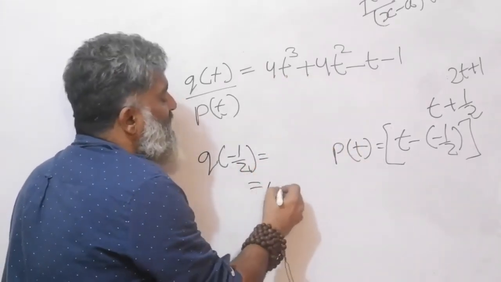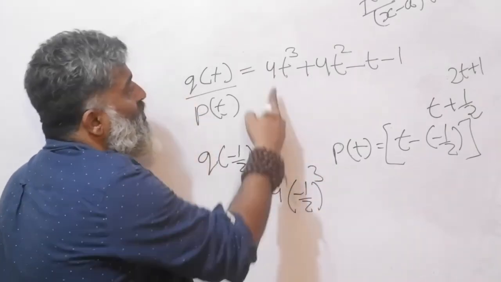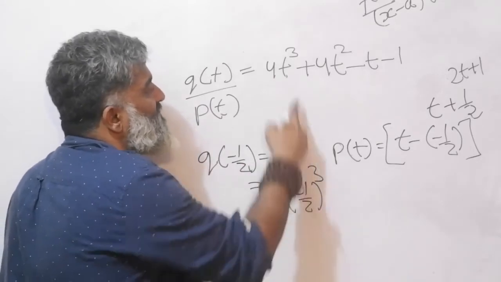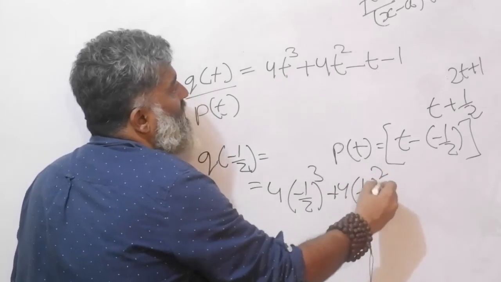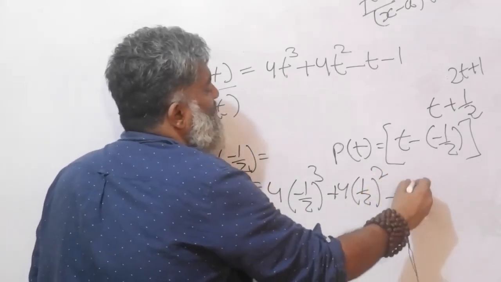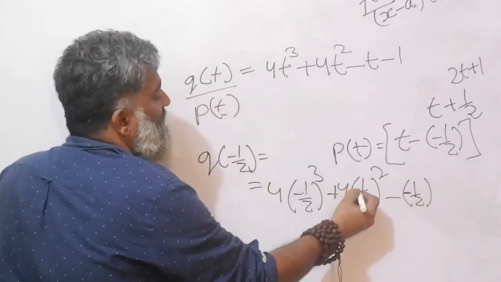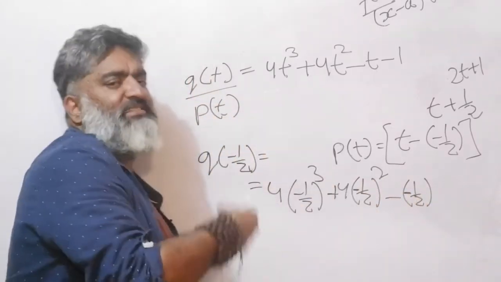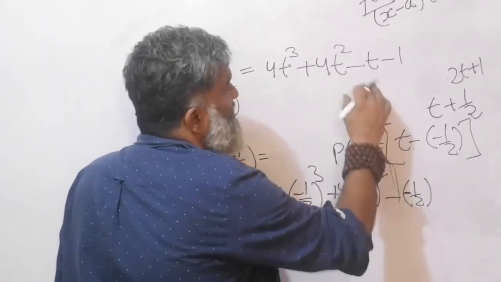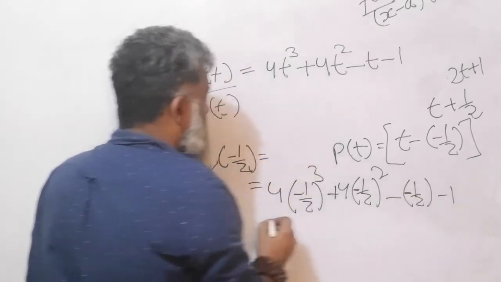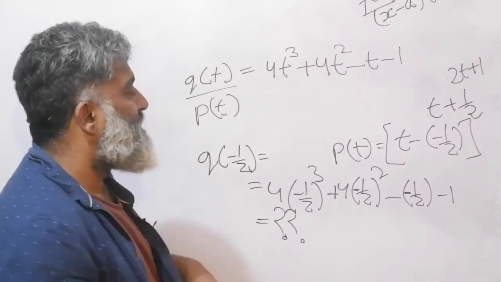I will not calculate it. I will leave the final value calculation up to you. I'll just put the expression on screen. 4 into t cube, 4 into minus half cube. Plus 4 into t square, that means 4 into half square. Minus t, that means a simple minus half, right? And a minus half here. Remember, this is exactly the kind of error that you need to avoid. Just pay attention to the process. And then I have a minus 1. The final value, I will leave for you to calculate, right?